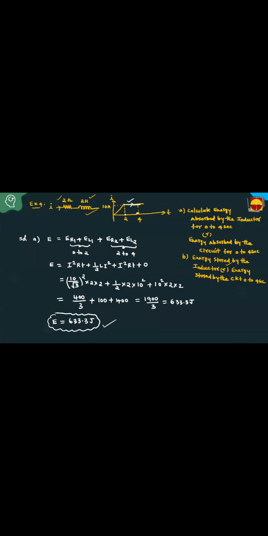Now, what is the energy stored by the inductor? That is question B. Energy stored means you have to take only the inductor, EL1 and EL2. EL1 is half L I square, EL2 is 0. Half into L is 2 Henry, current is 10 square. 100 joules. Energy stored by the inductor is 100 joules.